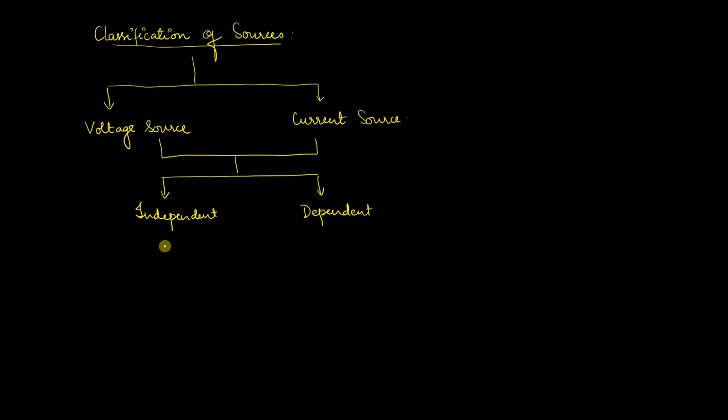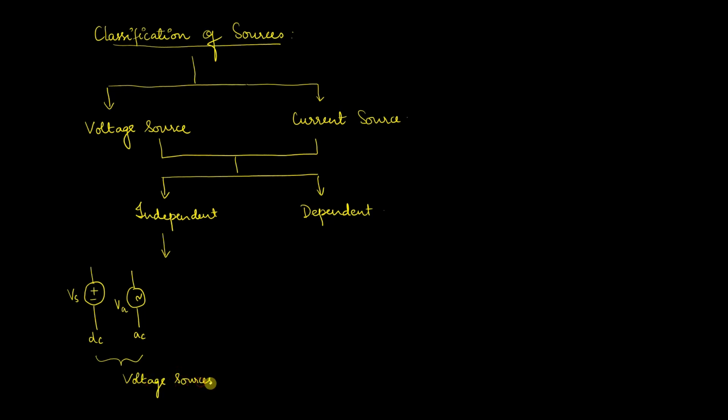Let us look at the first classification, independent sources. The independent sources are generally represented by a circle. If it is a voltage source, we will specify the polarity. If it is a DC voltage source, we will have positive and negative specified. For an AC source, we will have a sinusoidal symbol within the round shape. This is an AC voltage source, which I am representing as VA. So these both are voltage sources.